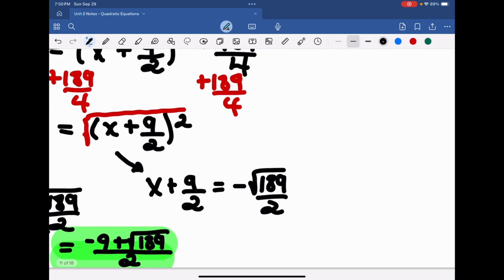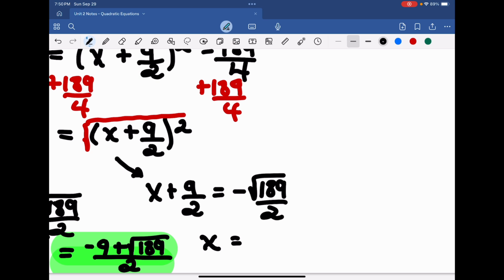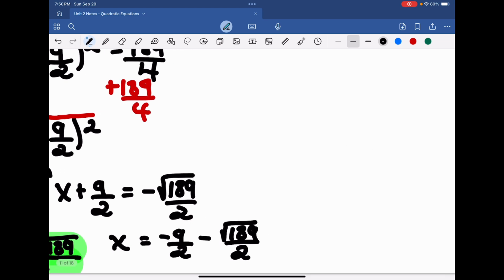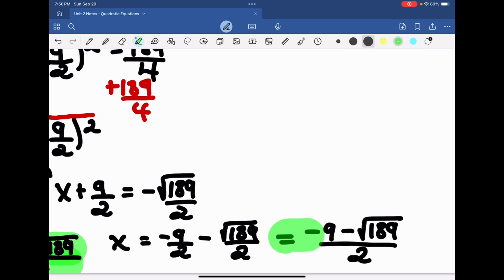The other answer is going to be the following. I'm going to take this as x is equal to negative 9 over 2 minus the square root of 189 over 2. As a combined answer, this is going to give me negative 9 minus the square root of 189 all over 2. There we go. So with these ones, if you can make them a common denominator and then blend them into one term, that will be ideal.